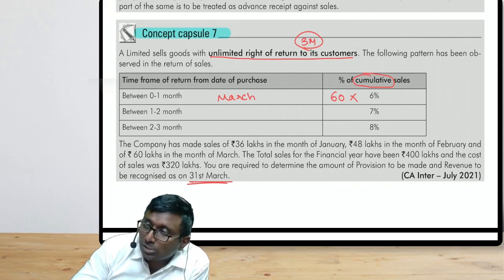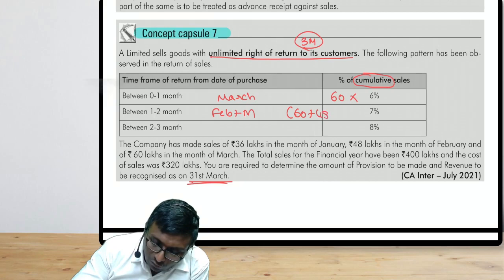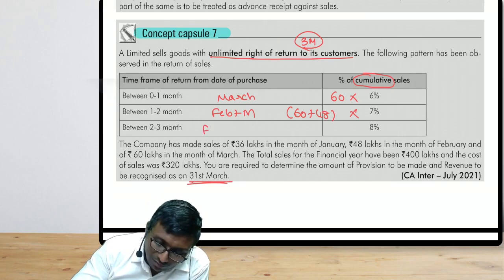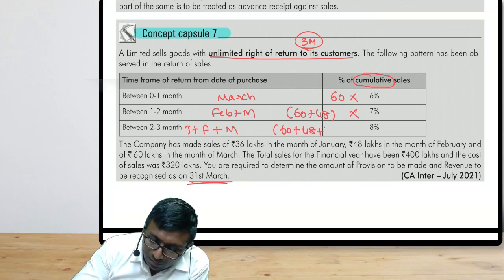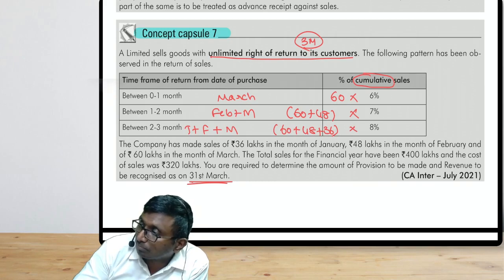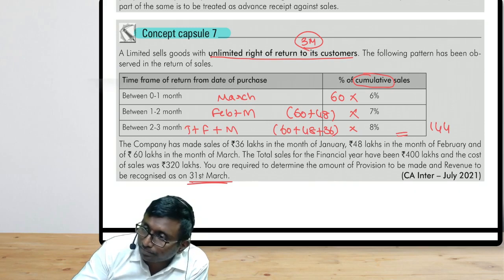1 to 2 months means which month sales? Not February alone, February plus March. February 60... March... this is equal to 48. On that 7% is expected. Next is January plus February plus March. That is equal to 60 plus 48 plus 36. On that 8%. Total will come how much? 144.